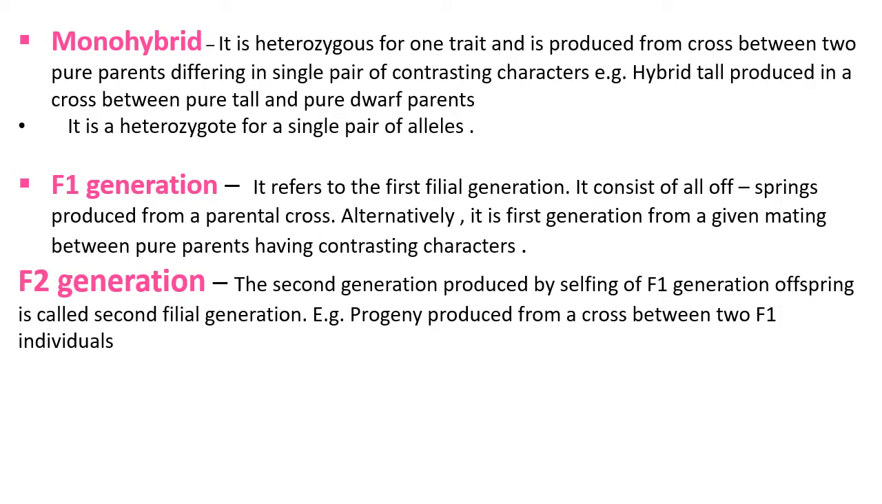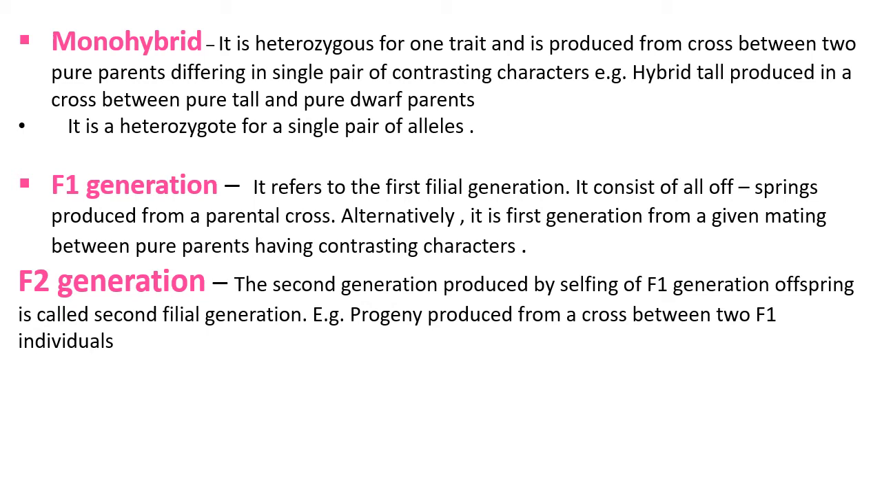Now we will see the term monohybrid. Monohybrid means a cross between two pure parents differing in one pair of contrasting characters. The progeny or offspring produced after the crossing of these parents is called monohybrid, and the generation in which they are produced is called the F1 generation. F1 generation is also called the first filial generation because it results from the cross between two pure parents. Hence it is called F1 generation.